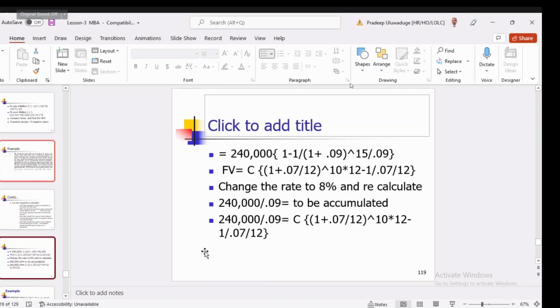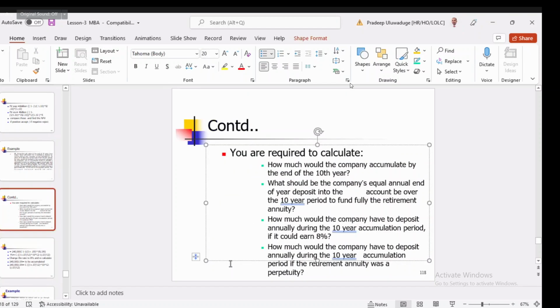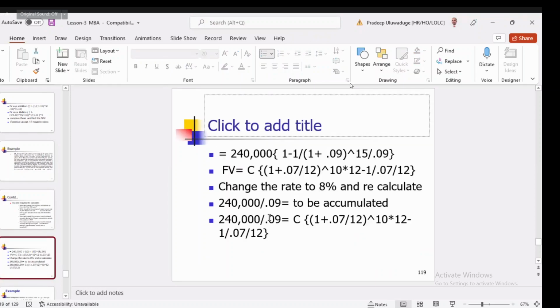How much would the company have to deposit annually during the 10-year accumulation period if the retirement annuity was a perpetuity? Then we have to find the value of a perpetuity, 240,000 divided by the interest rate. This is the value of the perpetuity. This is the future value that we have to achieve. So we can calculate it as an annuity and solve for C so that it will give us the monthly payment. Right. So these are the questions.